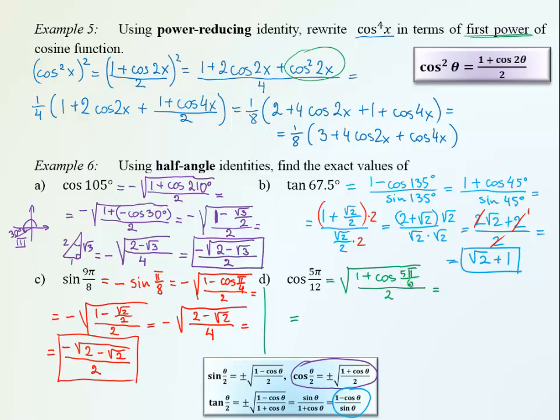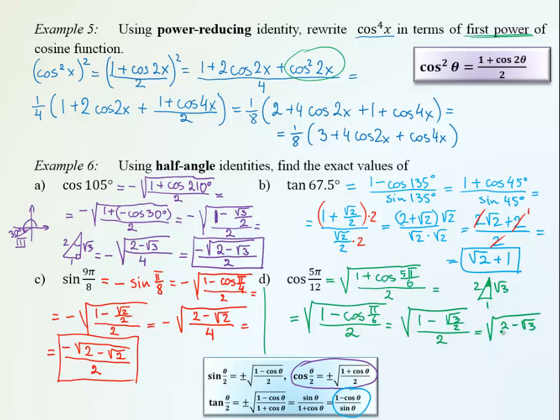Now, since 5 pi 6 is actually in the second quadrant, we need to rewrite this as negative cosine of the reference angle, and the reference angle is pi 6, over 2. Okay, let's recall the special triangle, 1, 2, root 3. Pi 6 is the small angle, so cosine of it is root 3 over 2. So we have root of 1 minus root 3 over 2, everything over 2. Similarly as before, when we calculate this, we end up with 2 minus root 3 over 4, and finally just root of 2 minus root 3, over 2.